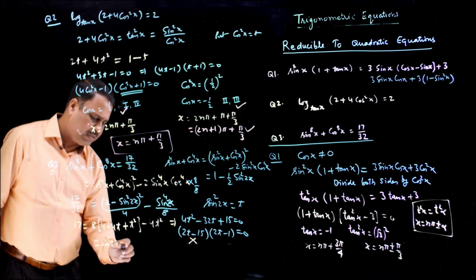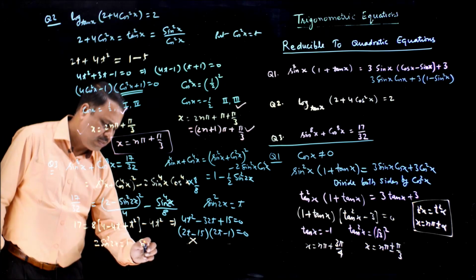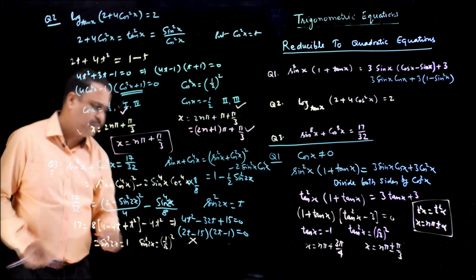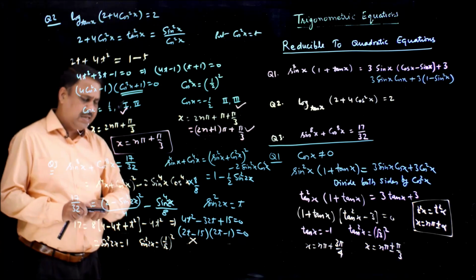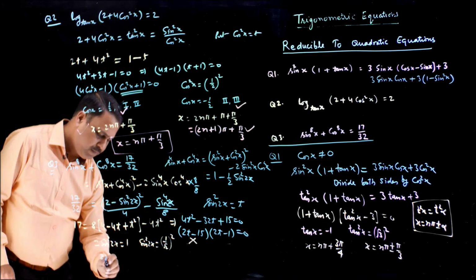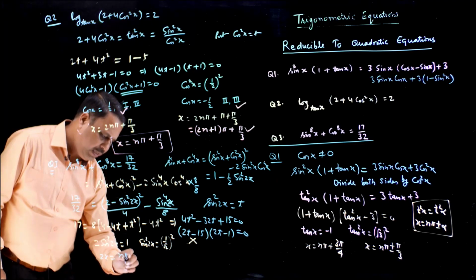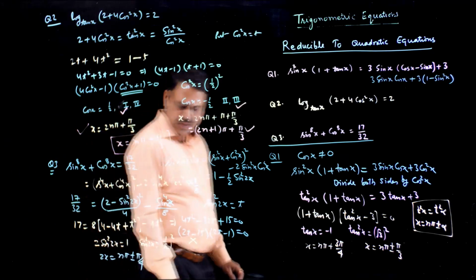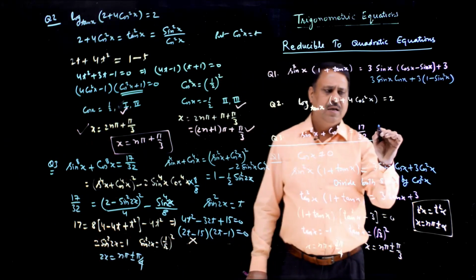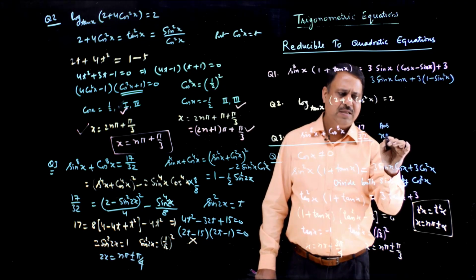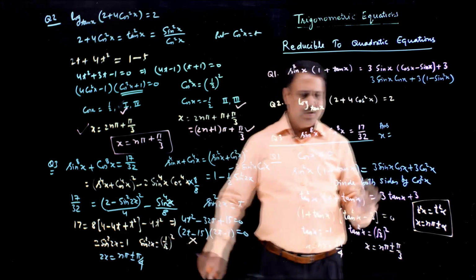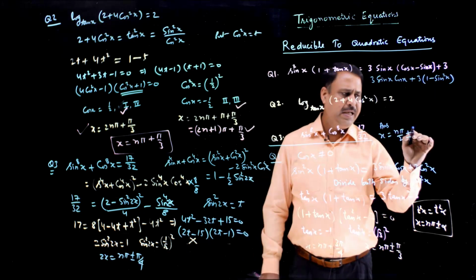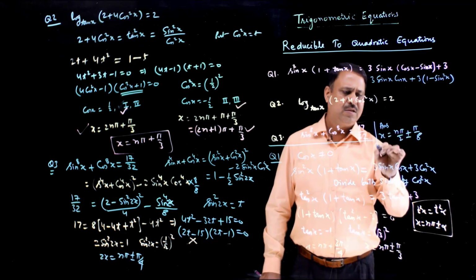So 2 sine square 2x is equal to 1, or sine square 2x is equal to 1 upon under root 2 whole square. So from here I will get 2x is equal to n pi plus minus pi by 4. So the solution of this will be x is equal to n pi by 2 plus minus pi by 8. This is the answer of this problem.